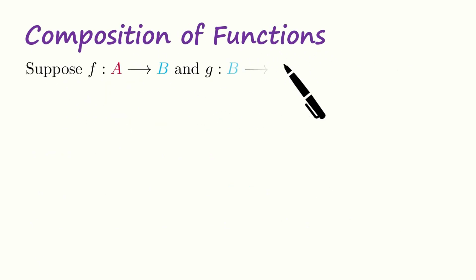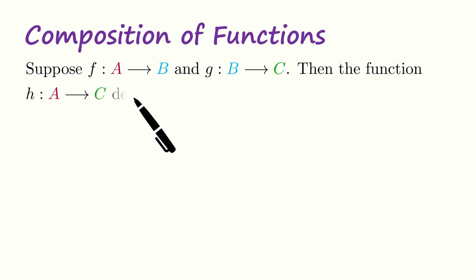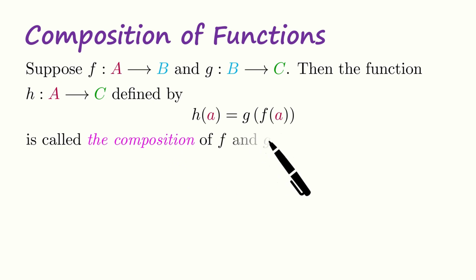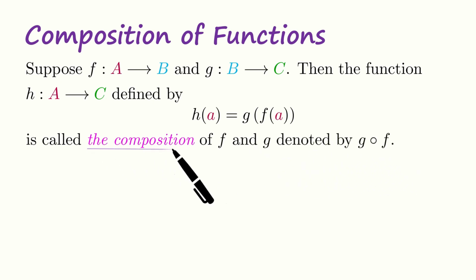Composition of functions. If we have two functions f and g, f is a function from a set A to a set B and g is a function from the set B to a set C. We can apply the functions f and g in series. First apply the function f to an element of the set A and then apply the function g to f of A. The resulting element belongs to the set C. So this mapping in series can be considered as a single mapping from the set A to the set C.